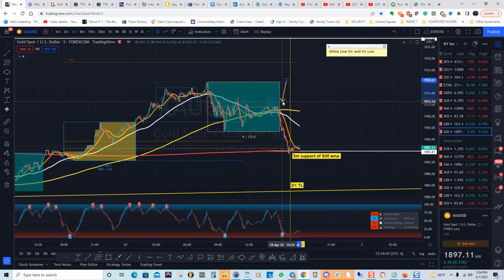Okay, so let's do this here. We see that it's bounced off the 800. So now I can come in here and put a 5-minute trend line here like this. See that?